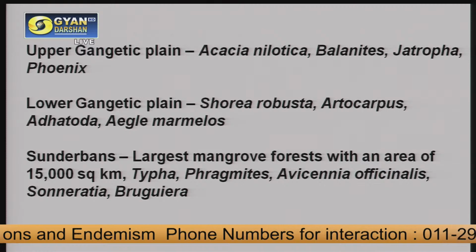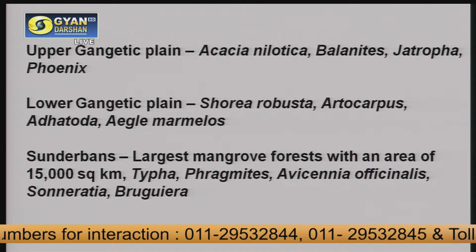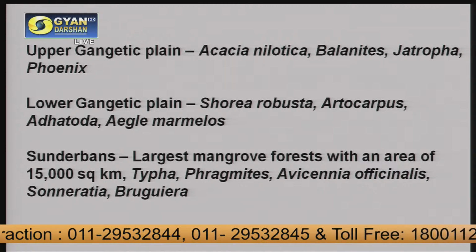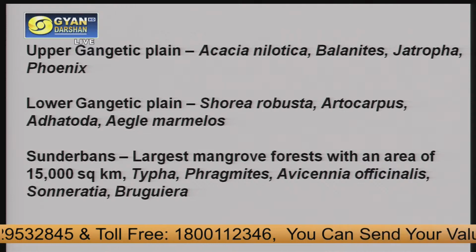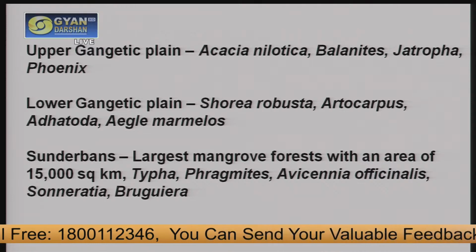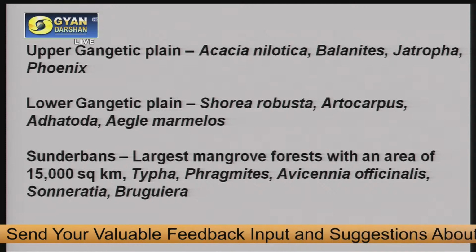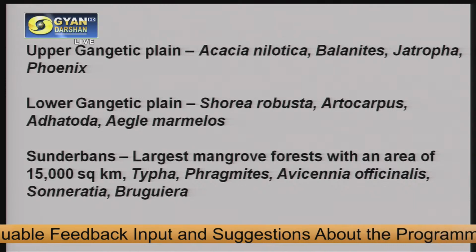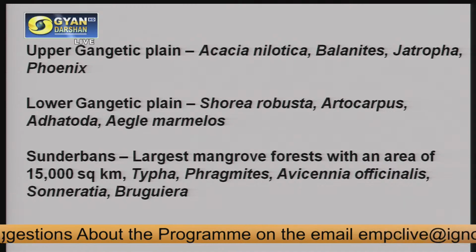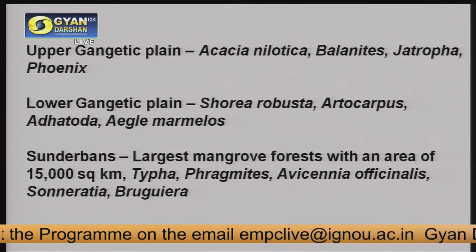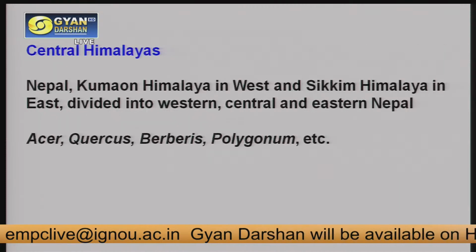Now again, this can be categorized into Upper Gangetic, Lower Gangetic and the Sundarbans. Upper Gangetic plain, you have the Acacia, Balanitis, Jatropha. Lower Gangetic plain, Shorea robusta, Artocarpus. In the Sundarbans, as I said, it's the largest mangrove forests with an area of 15,000 square kilometer, and mostly you have the different halophytic species or the mangrove species like Avicennia, Sonaraceae, Bruguera, Phragmites, Typha. So these are very much popular in the Sundarban area.